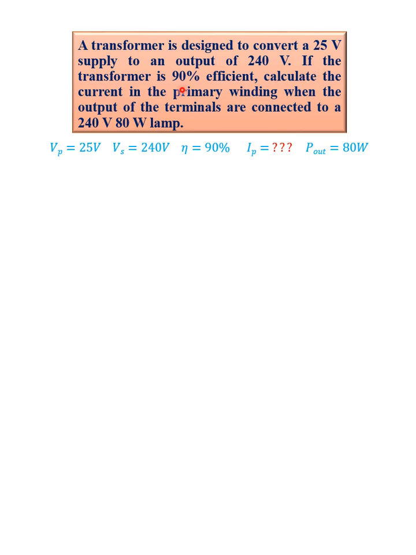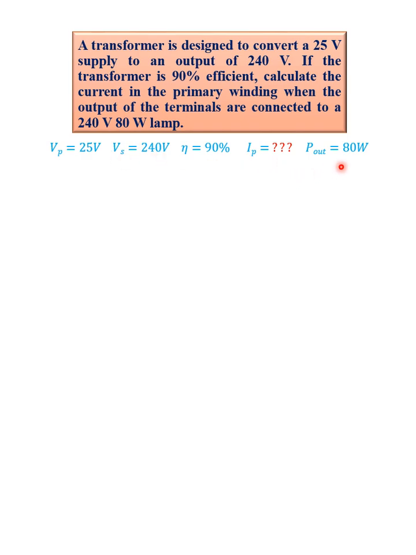If the transformer is 90% efficient, the efficiency of the transformer is given as 90%. Calculate the current in the primary winding, that is the input side of the transformer. Ip, primary current, is what we're calculating for, we don't know it. When the output terminals, that is the secondary side of the transformer, are connected to a 240 volts 80 watt lamp, it means the output power, P out, is 80 watts, and 240 volts because V out, which is the secondary voltage, is 240.